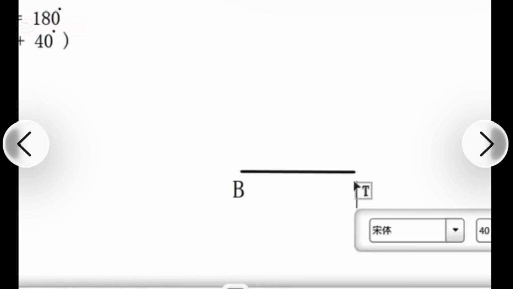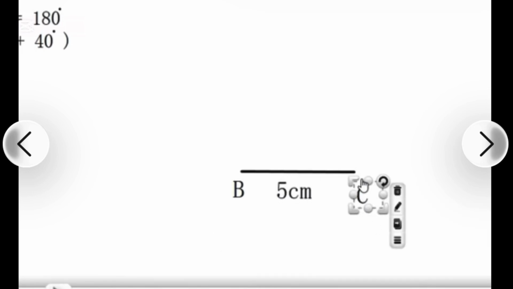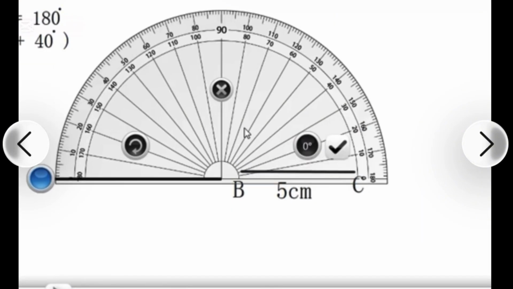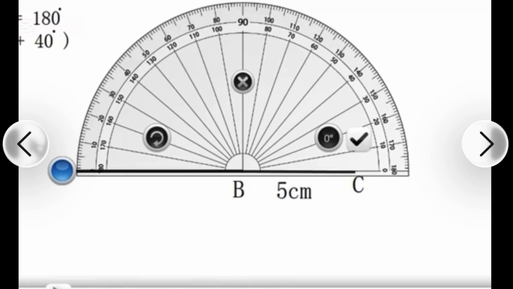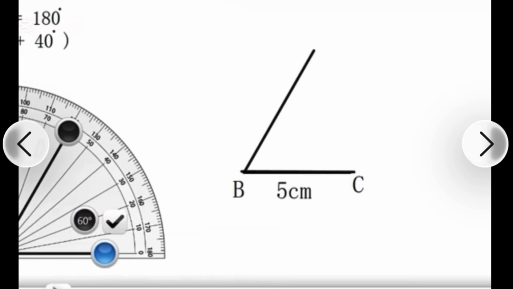I name it B, C, and it's equal 5 centimeters. Now, I put the protractor on B and measure the angle 60. I mark the angle 60 degrees and I match it to vertex B.